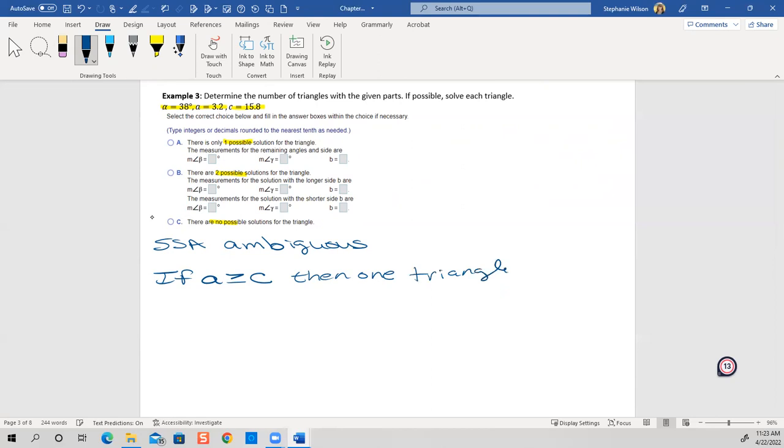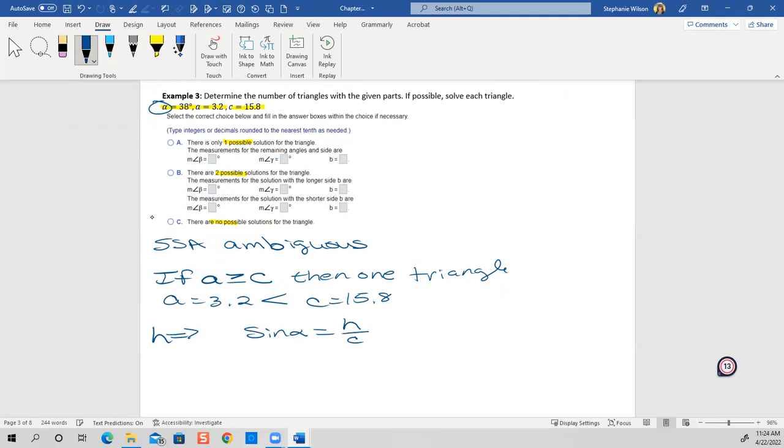So let's look at it. A, in this case here, is equal to 3.2 and C is equal to 15.8. Therefore, A is less than C. Okay, knowing that A is less than C, we're going to test all possibilities by solving for the height. So let's solve for the height. And I'm going to have this formula of sine of alpha, because I chose alpha because that's the given angle, is equal to H over C.